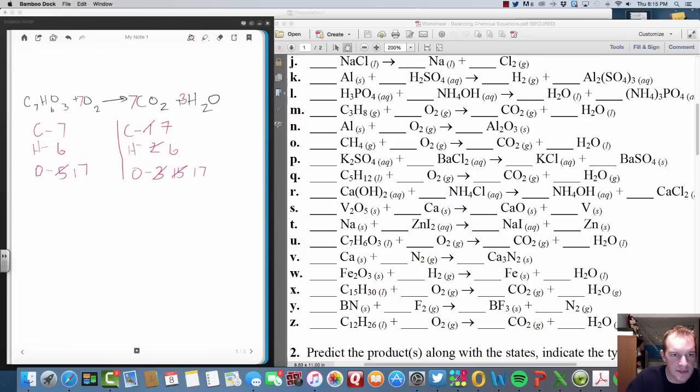So then we're balanced in this reaction, and we can see that the balanced chemical equation would be C7H6O3 plus 7O2 yields 7CO2 plus 3H2O.